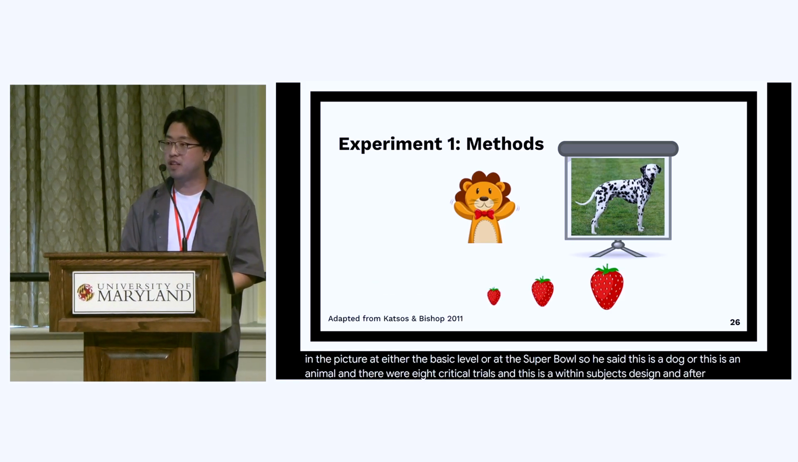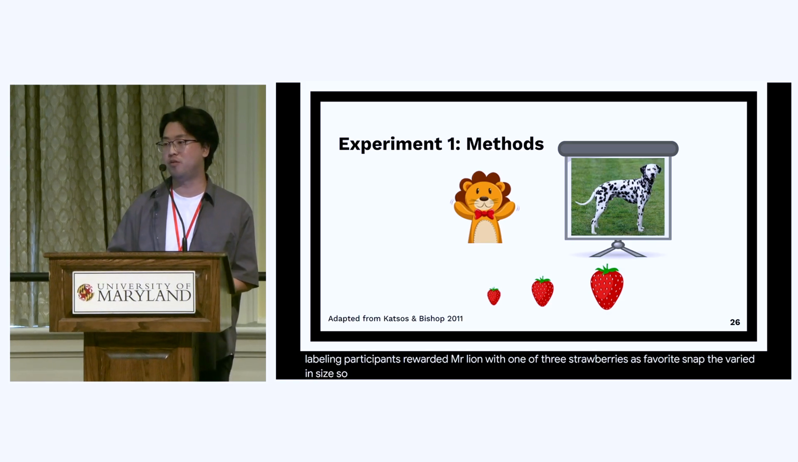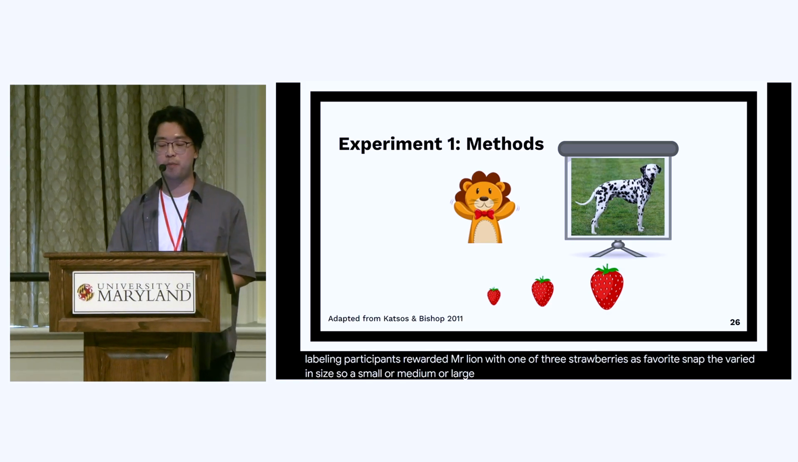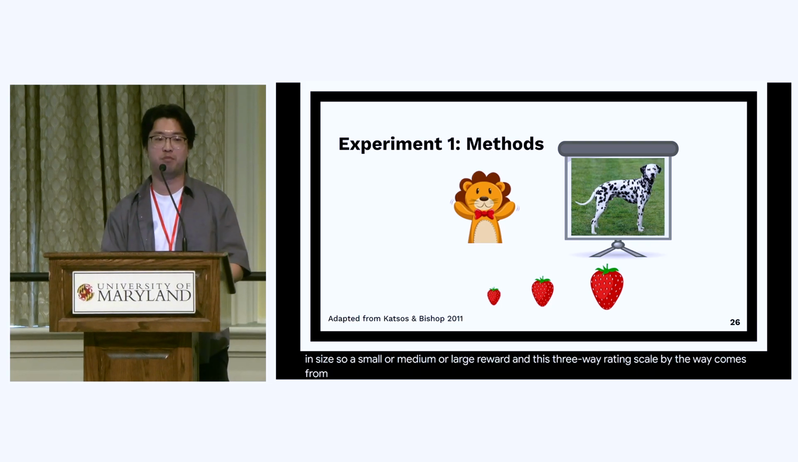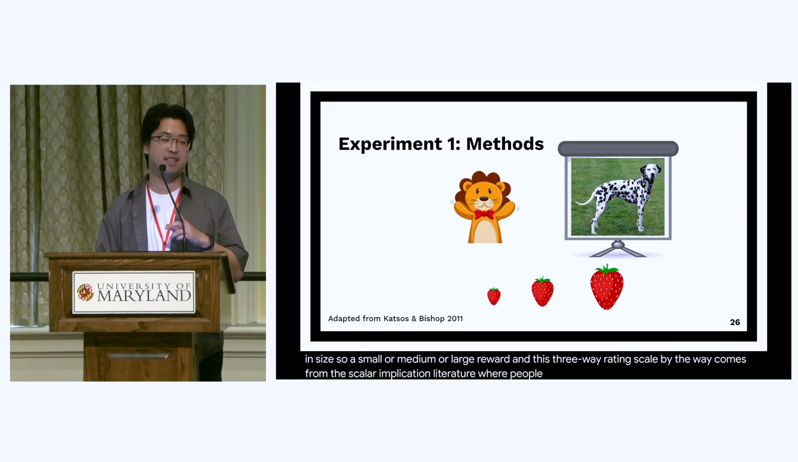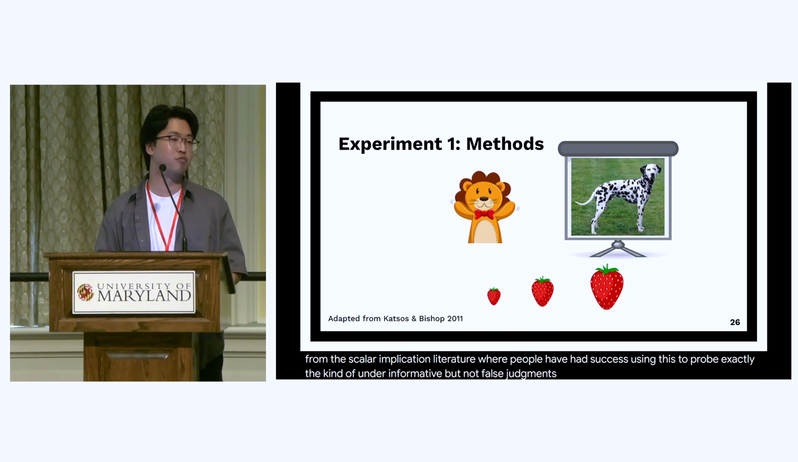And after the labeling, participants rewarded Mr. Lion with one of 3 strawberries, his favorite snack, that varied in size. So a small or medium or large reward. And this 3-way rating scale, by the way, comes from the scalar implicature literature, where people have had success using this to probe exactly the kind of under-informative but not false judgments in preschoolers around the age that we're testing.